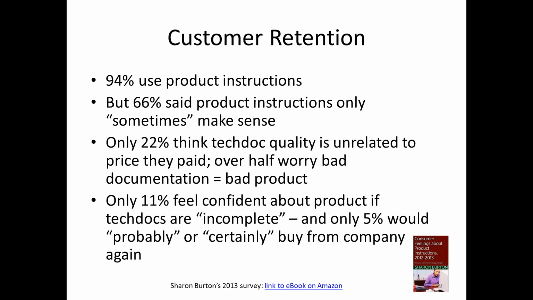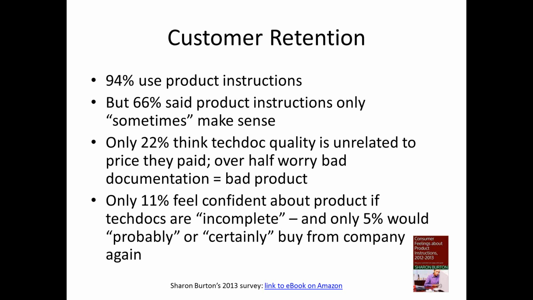According to the survey, 94% of the people actually use product instructions. And you know that for a complex product, it's higher than that. 66% of them, only 2/3, said that product instructions only sometimes make sense. So that means 1/3 said they always make sense, but 2/3 say they only sometimes make sense.